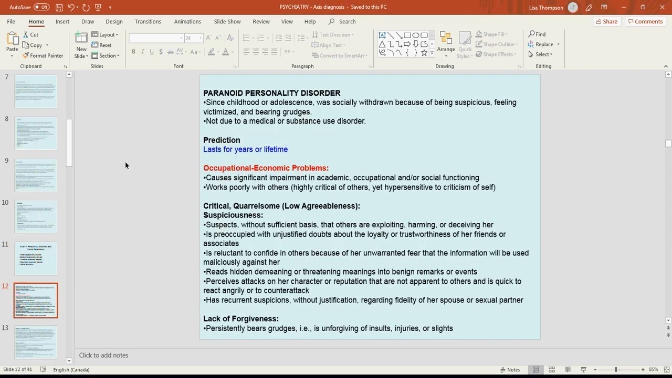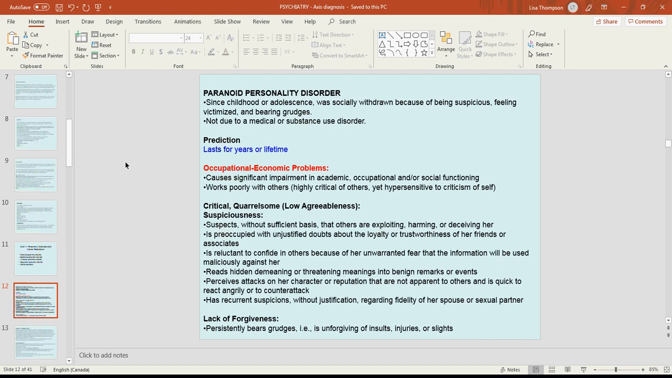Paranoid personality disorder: since childhood or adolescence, the person is socially withdrawn because of being suspicious, feeling victimized, and bearing grudges, not due to a medical or substance use disorder. Prognosis lasts for years or a lifetime. Occupational and economic problems can cause significant impairment in academic, occupational, and/or social functioning. Works poorly with others, highly critical of others, yet hypersensitive to criticism of self. So it's one of those dish it out but can't take it kind of deals.